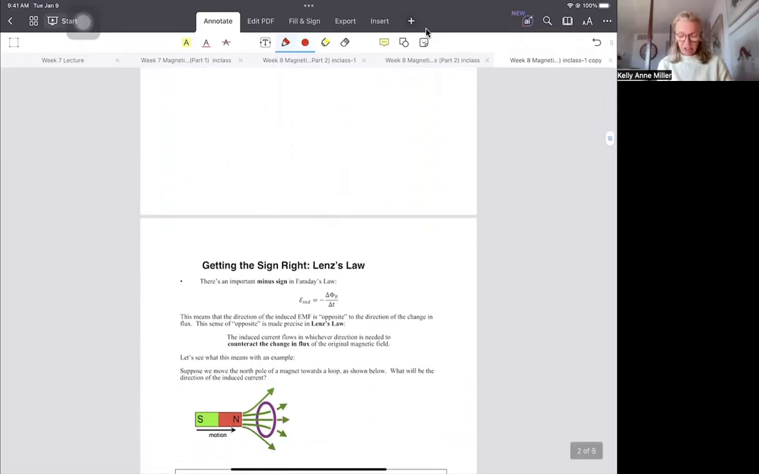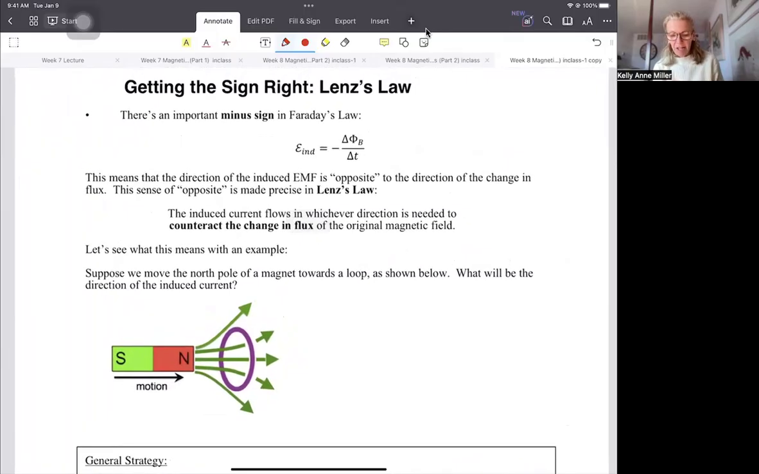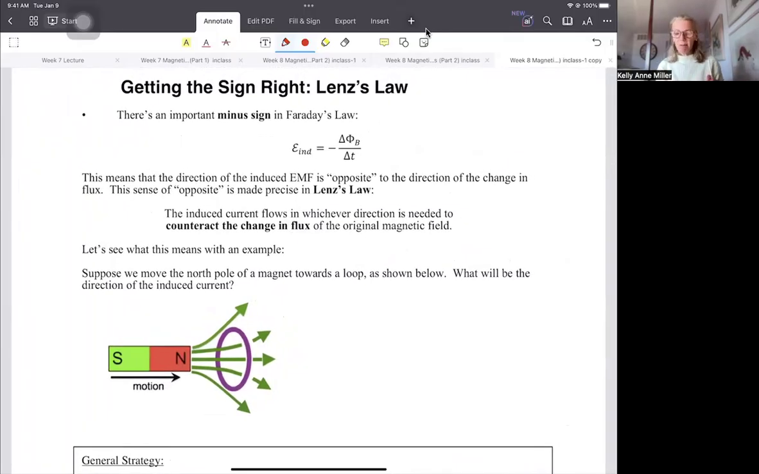Okay, so let's talk about Lenz's law. Lenz's law is impossible to disentangle from Faraday's law. Lenz's law is basically just the sign. If we go back to what Faraday's law is from the first video, this is the formula for Faraday's law. This negative sign is Lenz's law.